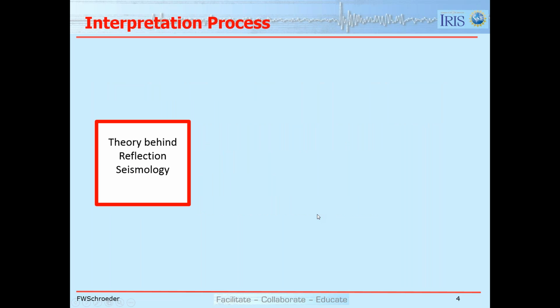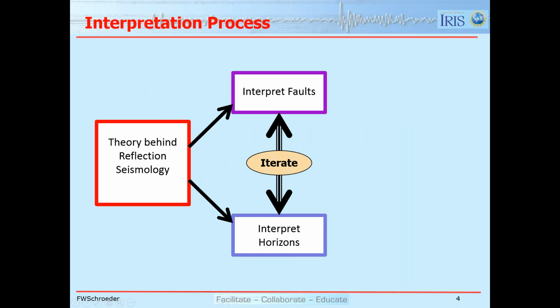So in the interpretation process, we should have in our brains basics about the theory behind reflection seismology. Then we're going to be interpreting the faults, and we're going to be interpreting the major stratigraphic surfaces or horizons, and we do that iteratively. So a good seismic interpreter will be at least competent in interpreting faults and competent in interpreting horizons.